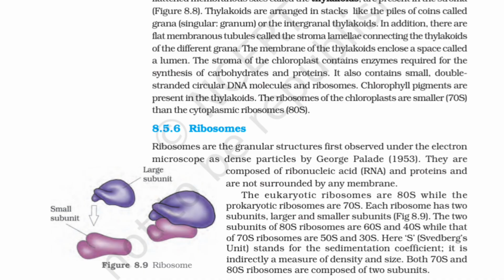Here, S stands for the Svedberg unit, the sedimentation coefficient. It is indirectly a measure of density and size. Both 70S and 80S ribosomes are composed of two subunits.